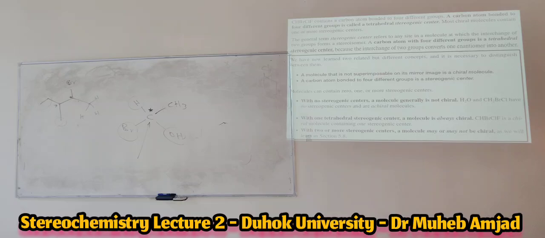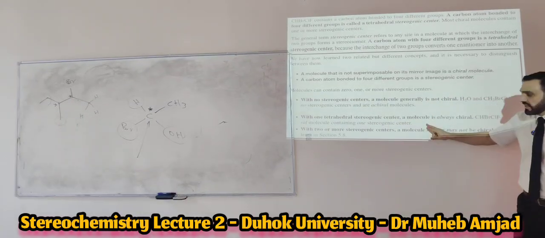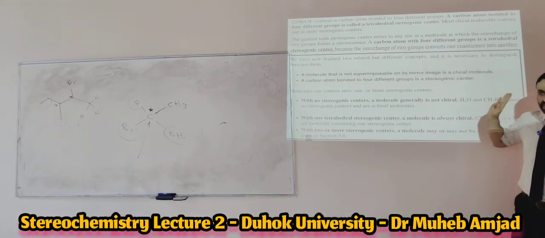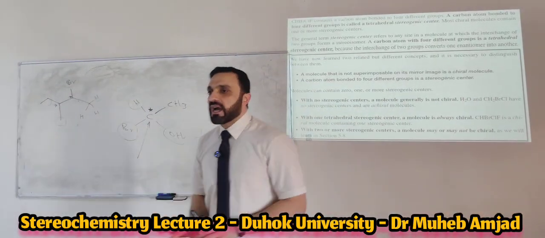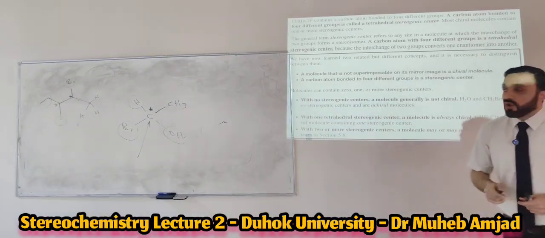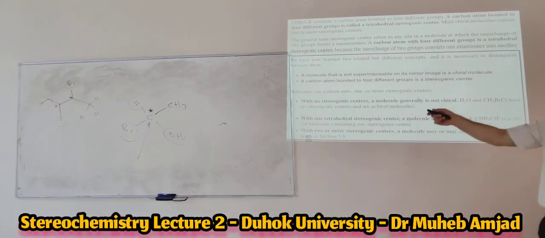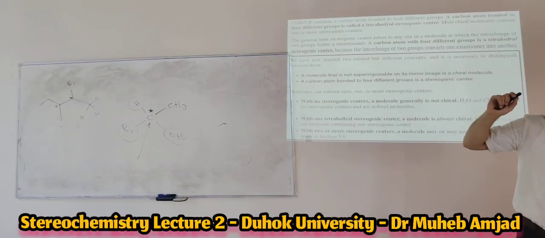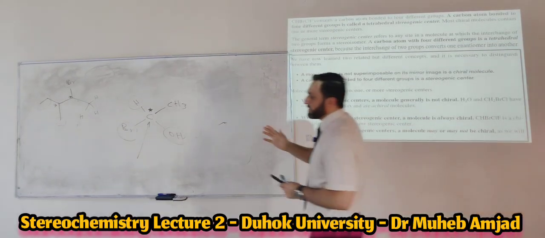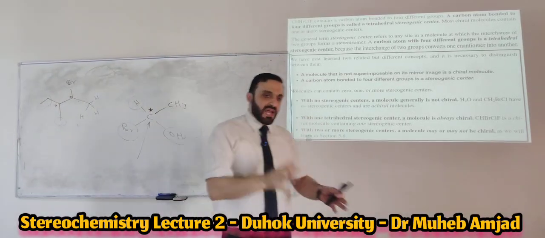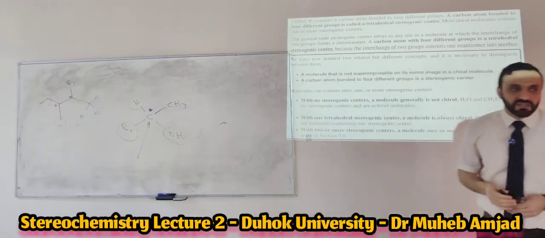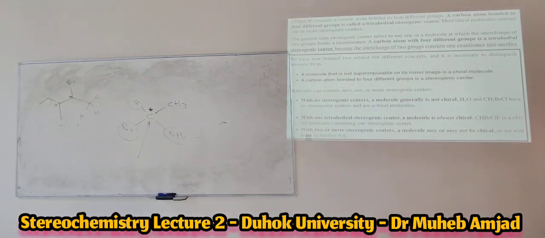Now, with 1 tetrahedral stereogenic center, a molecule is always chiral. With 1 stereogenic center, the molecule is always what? Chiral molecule. If a molecule has just 1 stereogenic center, 100 percent, this is a chiral molecule. With 2 stereogenic centers like this, or more than 2, 3, 4, more than 1 stereogenic center, sometimes the molecule will be chiral, sometimes the molecule will be achiral, okay? How will it be chiral, how will it be achiral? In the next slides, you will see, okay? I will give you some examples.